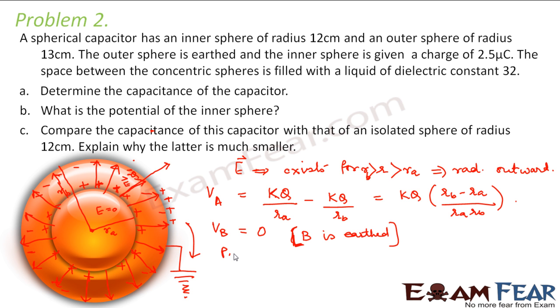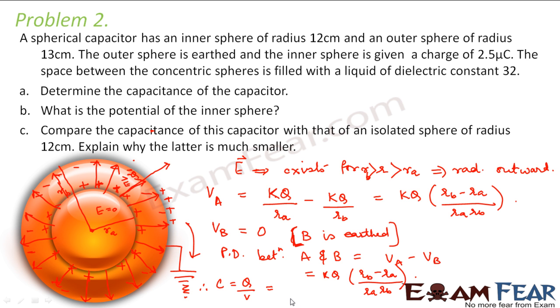Right? Therefore the potential difference between A and B will be equal to VA minus VB. VB is anyway 0, so this will be KQ into RB minus RA divided by RA/RB. Right? Therefore, the capacitance C will be equal to Q by V. So Q divided by this, you will get it as 1 by K into RB minus RA divided by RB into RA. So this would be the capacitance of a spherical capacitor.